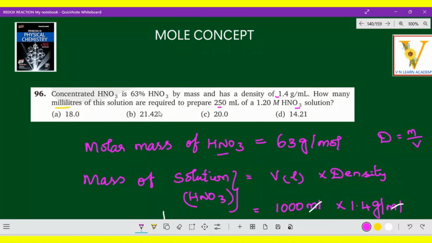By the way, which is the correct option? Option B is the correct option. This is in milliliters. So option B is the correct option, 21.42. Yes, let's go to the next question.